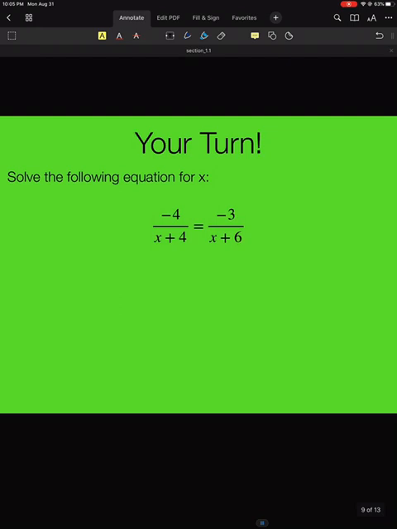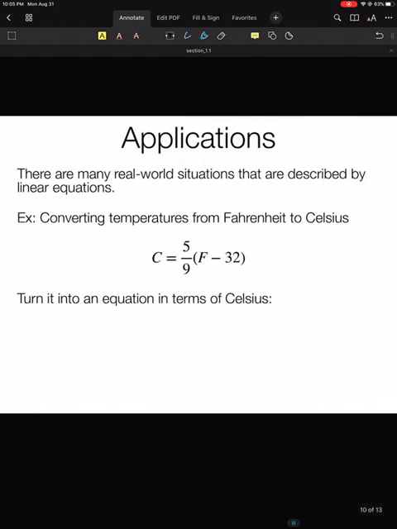Okay, so now I want you to do another your turn here, where you have to turn this into a linear equation using the same things that I have done, and then solve for x.